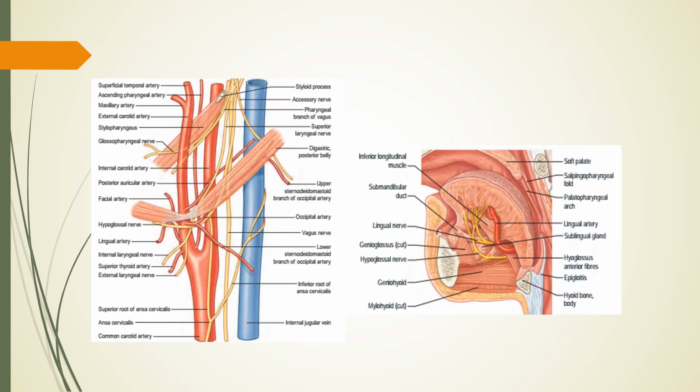In these diagrams, we can see the extracranial course of the nerve. Again, this one is hypoglossal nerve. Initially it is present between the internal jugular vein and internal carotid artery above the vagus nerve. Then it moves downwards up to the level of angle of mandible and posterior belly of the digastric muscle. Then it enters the carotid triangle.